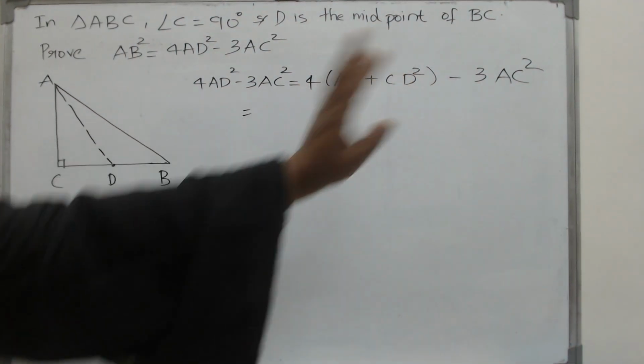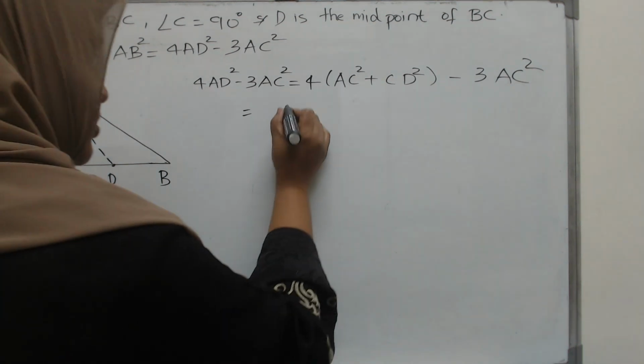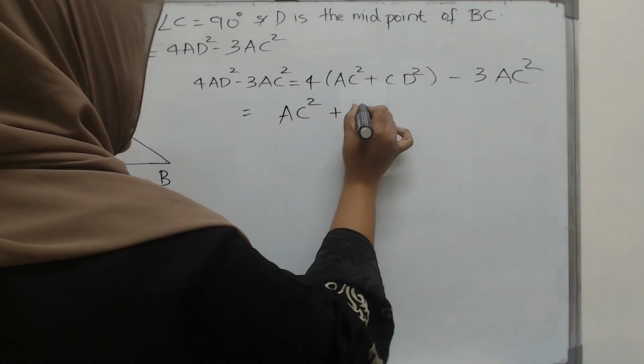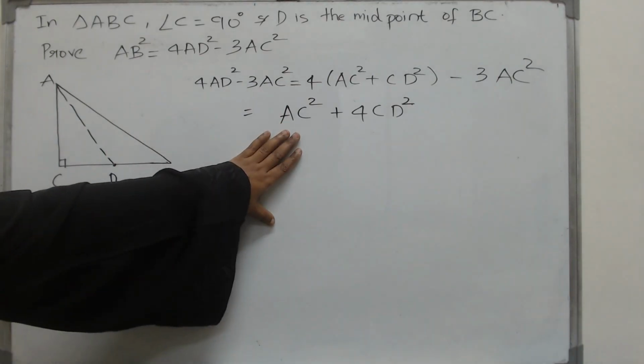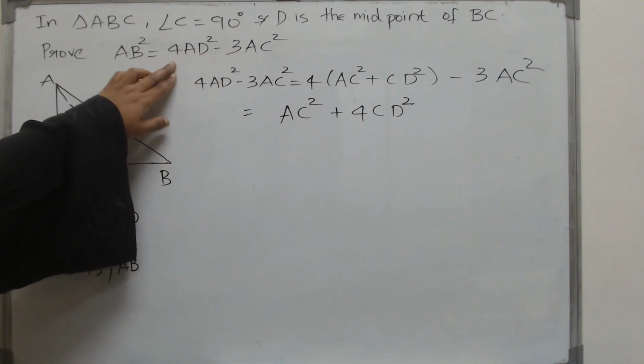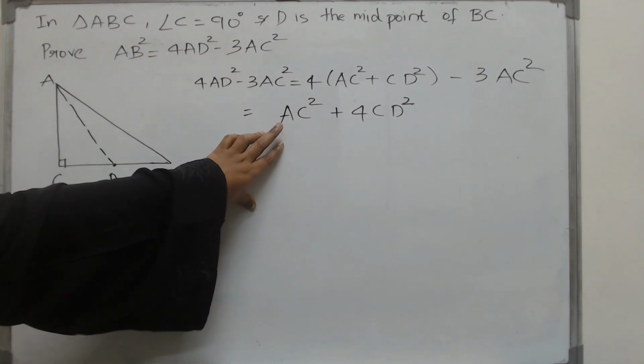4AC square minus 3AC square is what? It is just 1 AC square, and you have 4 CD square. Now this is where we have arrived. We started with the RHS and we arrived at such a point.